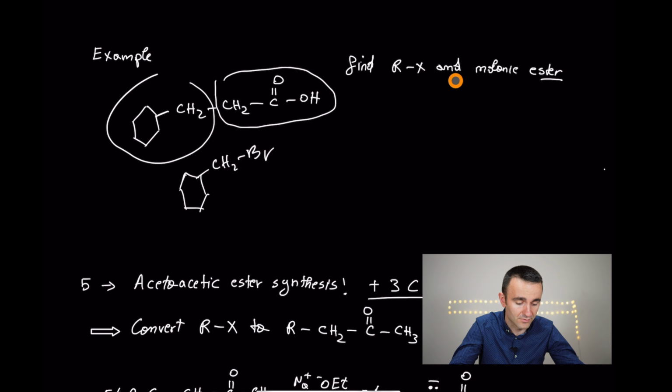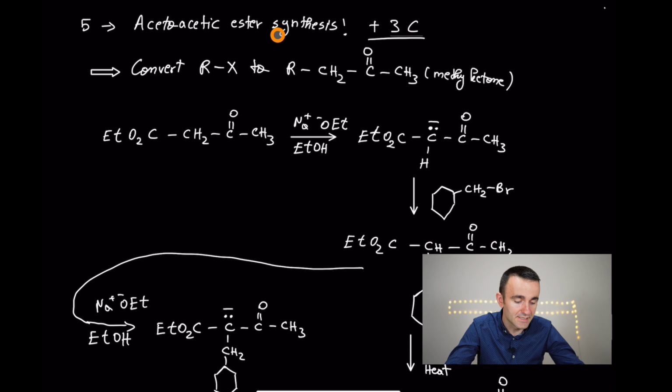Okay, another type of synthesis is acetoacetic ester synthesis. Here you add 3 carbons and you convert the alkyl halide to a methyl ketone, right? So RX to methyl ketone. So the same strategy is also here.